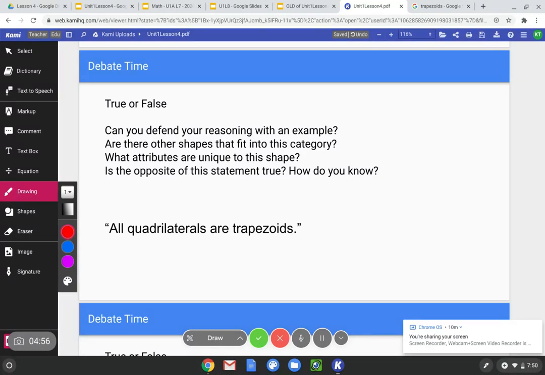Moving on to the next one. All quadrilaterals are trapezoids. True or false? Well, let's draw a kite and see what happens.